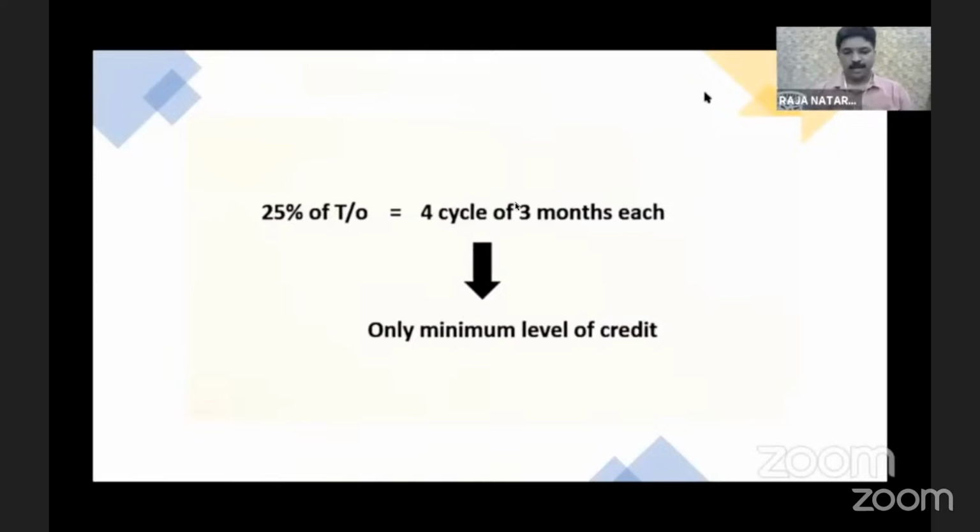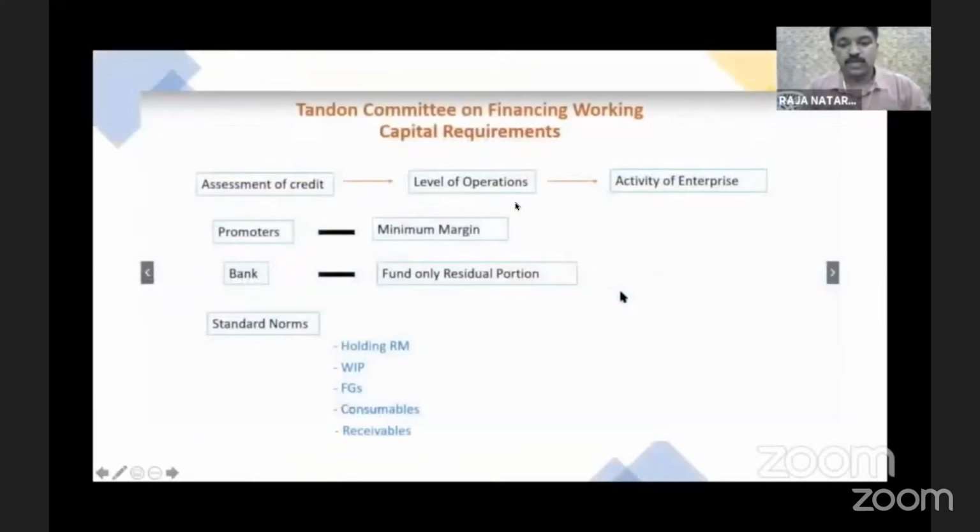Right. So this is about the first method, that is the turnover method. Now, I will take you through the second method, where we compute the maximum permissible bank finance. In the Nayak committee, what was our understanding? The working capital cycle is assumed as 90 days. The Tandon committee says don't make an assumption. You see what their actual working capital cycle is and assess based on their level of operations and activity.